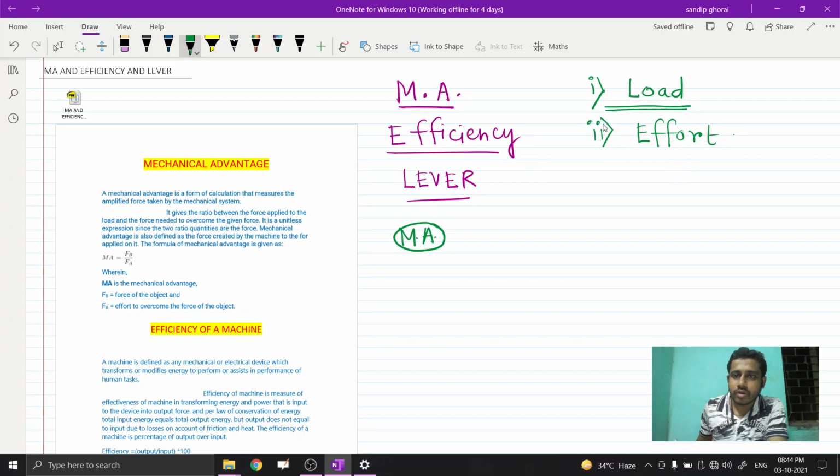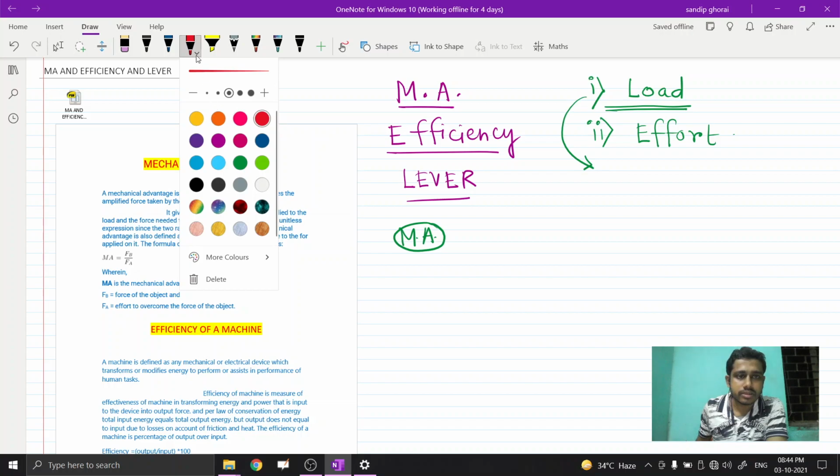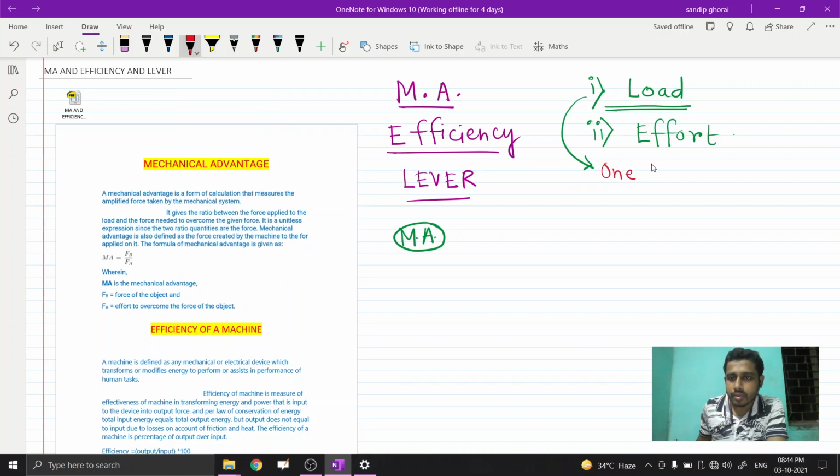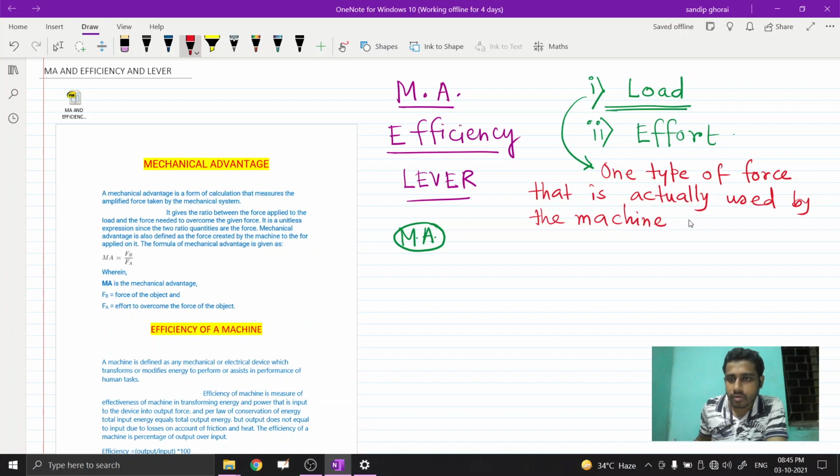Actually, load is one type of force that is actually used by the machine on an object. Okay. And another question is, what is effort?